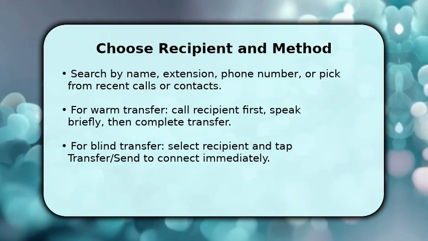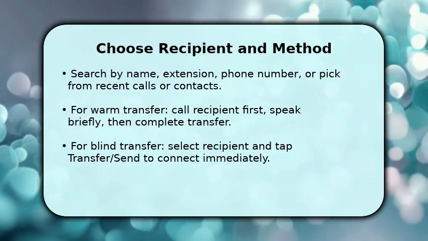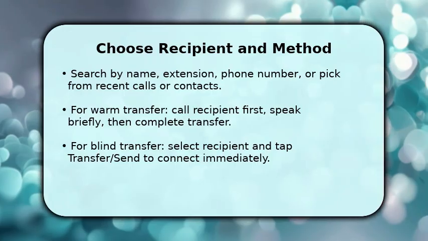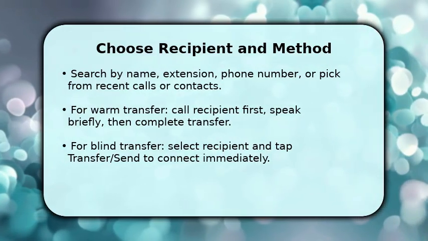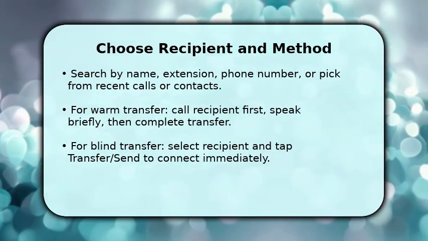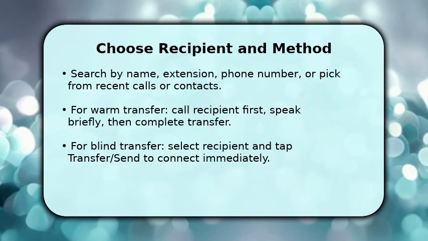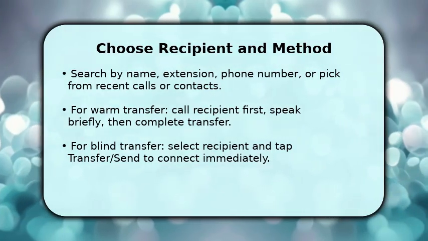If you selected a warm transfer, call the person first and explain the situation. This ensures they're ready and improves handoff quality. After the brief intro, tap Complete Transfer to move the caller. For blind transfers, select the contact and confirm transfer immediately. RingCentral routes the call without routing context unless you add a note.